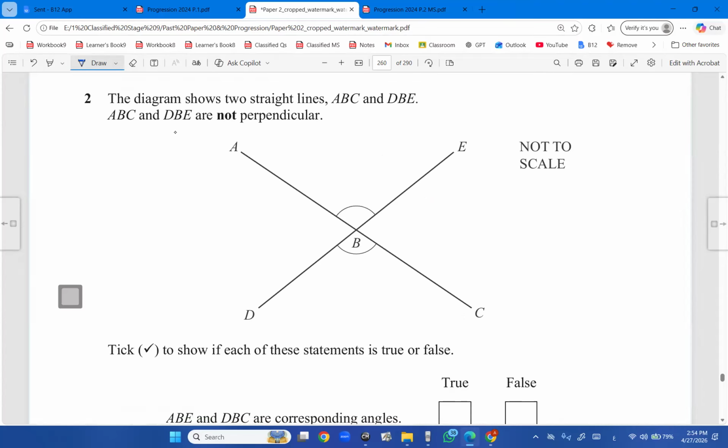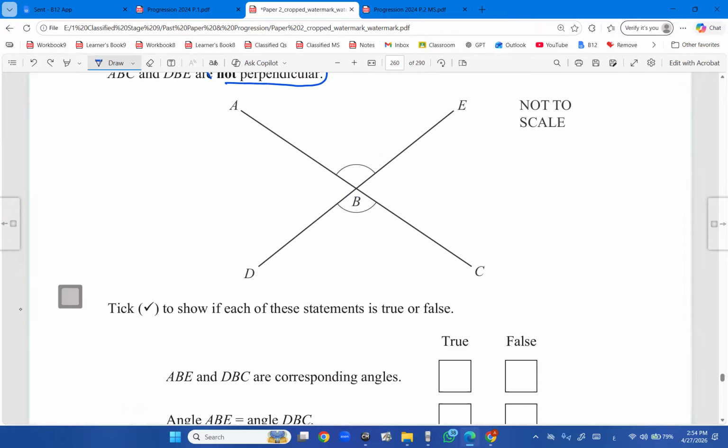Over here, they're telling you that the diagram shows two straight lines, ABC and DBE, and that they are not perpendicular. Why is this important? They're telling you that this is not a right angle. No, they are not right angles.